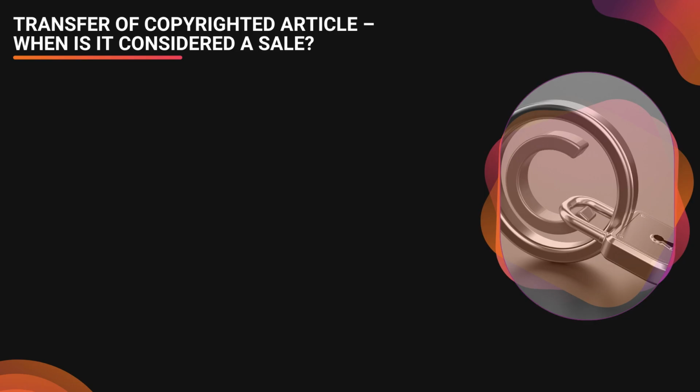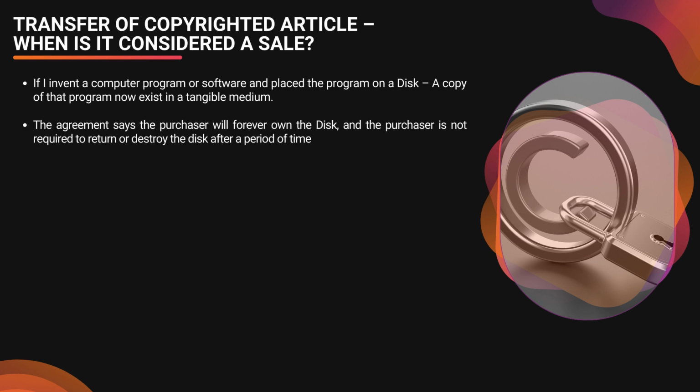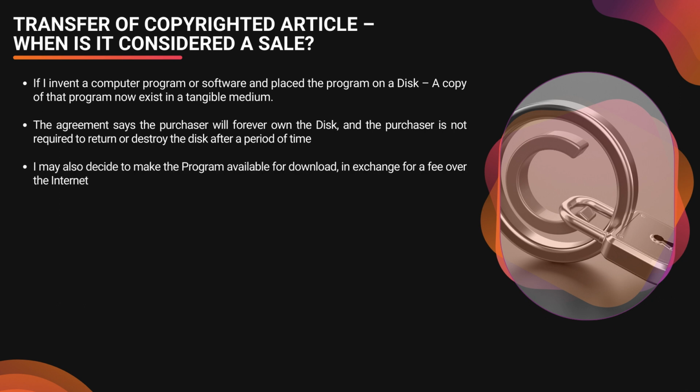Now let's look at the transfer of a copyrighted article and when it is considered a sale. Let me give you some clear examples here. Let's say I invent a computer program or software and I place that program on a disk, which means that a copy of that program now exists in a tangible medium. And the agreement says that you, the purchaser, will forever own the disk. And you, the purchaser, are not required to return or destroy the disk after a period of time. I may also decide to make the program available for download in exchange for a fee over the internet.